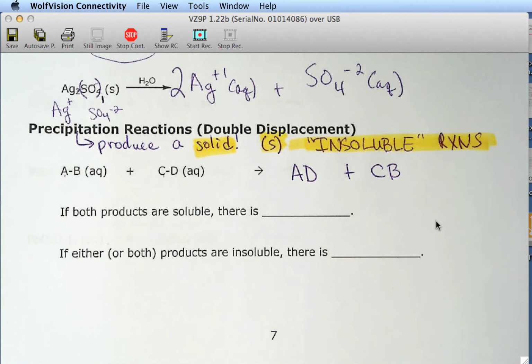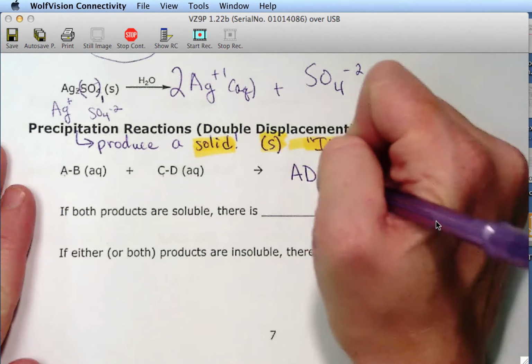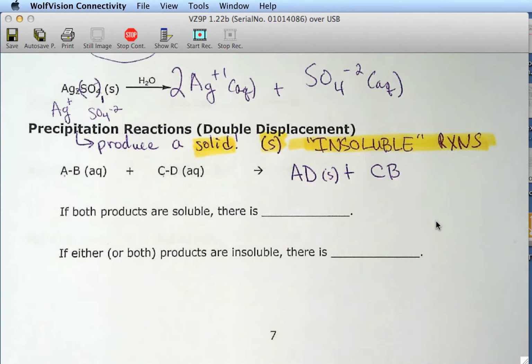One of those products has to be a solid. Just one, not both. In some rare cases, you can get both solids, but most often, all you will see is one producing a solid. And that's all it takes for this reaction to go. And you guys will be able to predict which one it is because you know your solubility rules so well, right? So you'll get to that point.